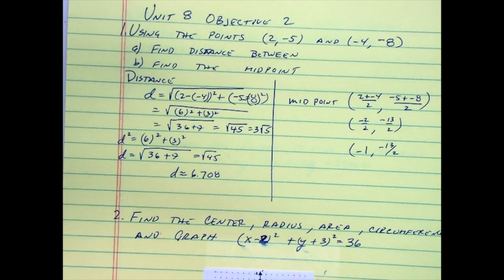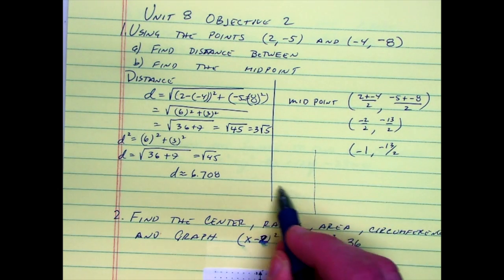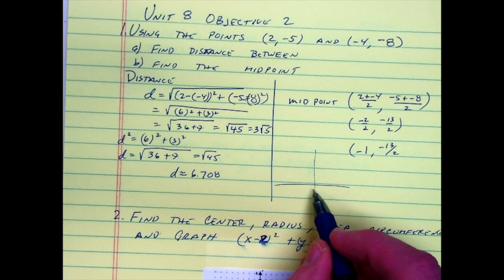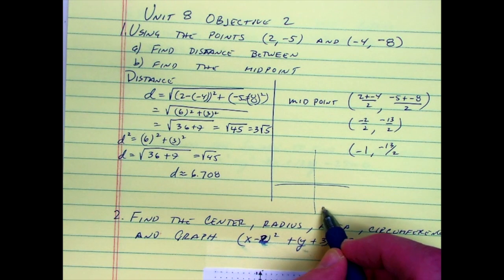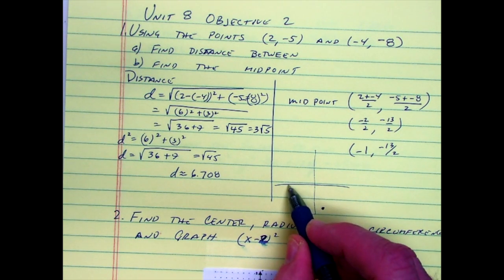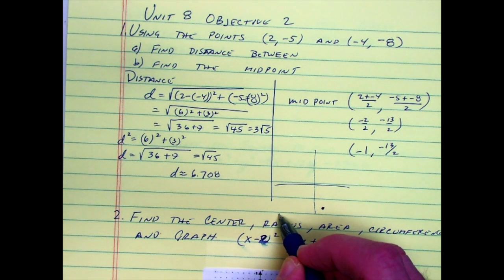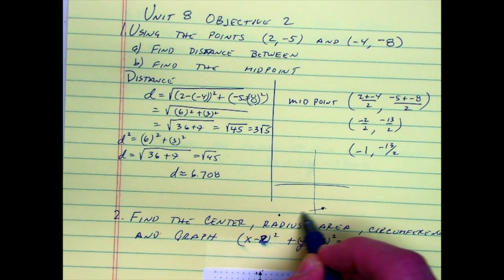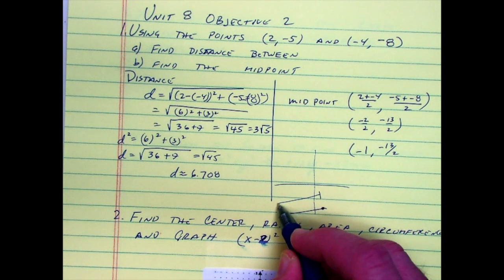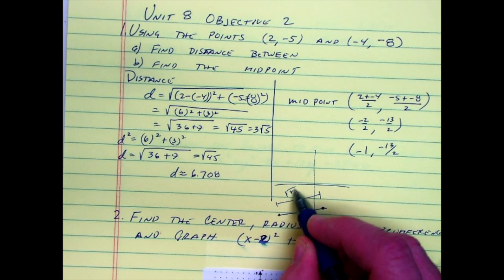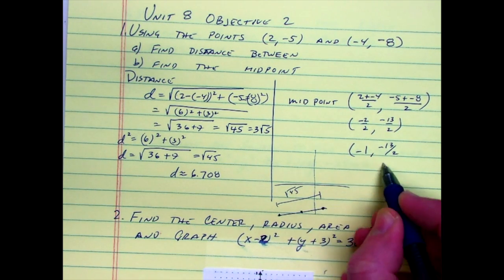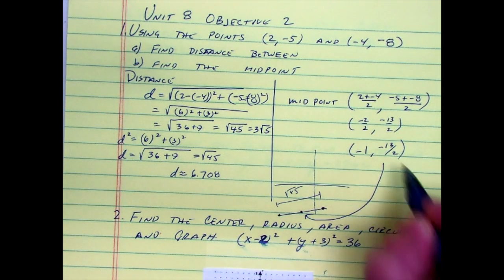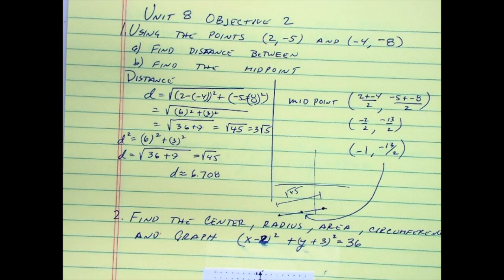So if you were to draw a sketch of this, 2, negative 5 is down here, and negative 4, negative 8 is over here somewhere, probably further down. This distance would be our root 45. This point that falls in the middle is that one. Okay? All right, that's a graphical depiction of it.